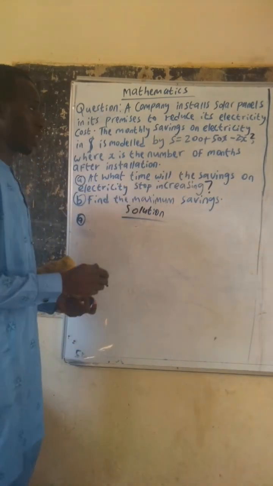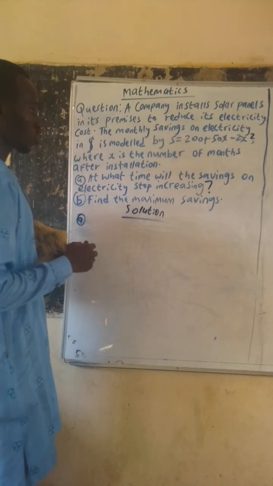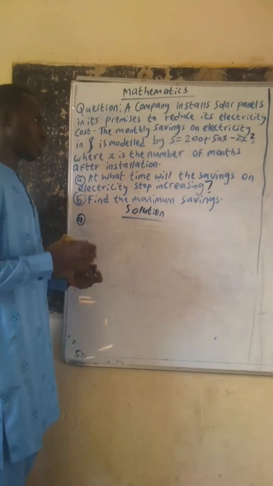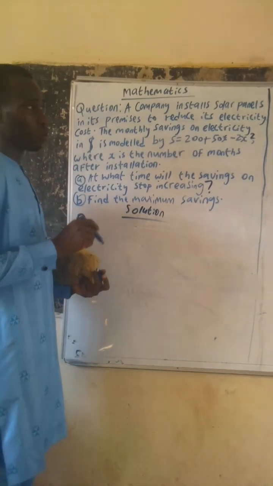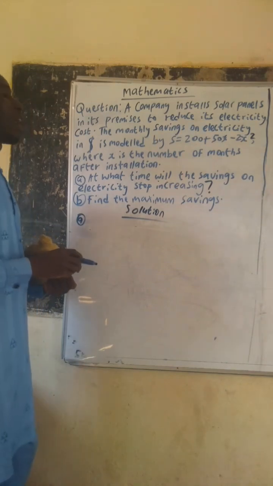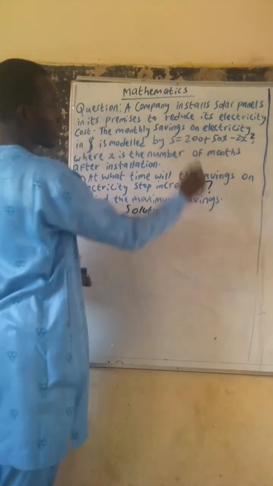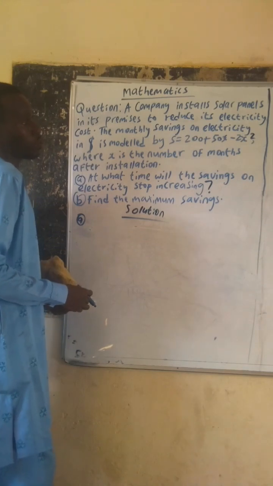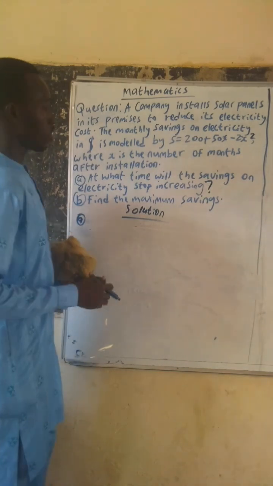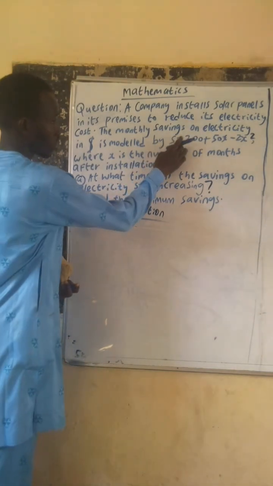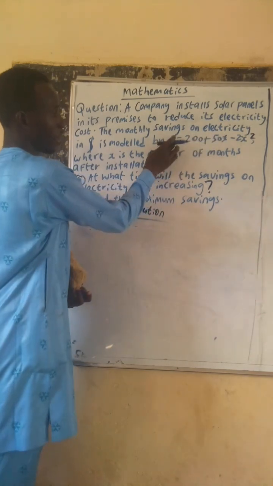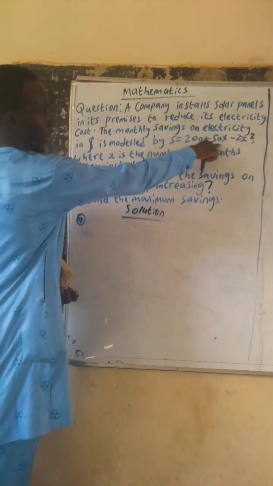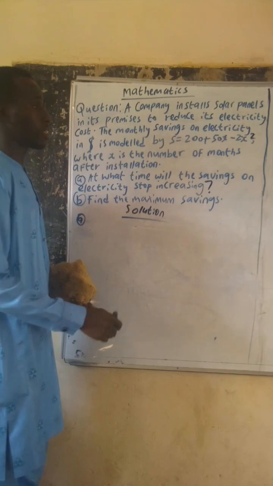At what time will the savings on electricity stop increasing? Now we are asked to find the time, and that time is this x. Are you getting me? If you want to solve this question, we have to differentiate this equation S with respect to x. That's how we are going to get the time.